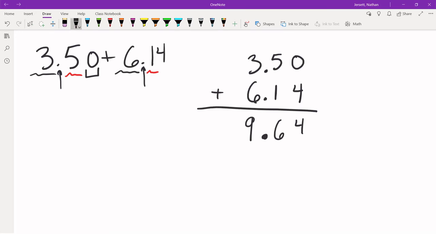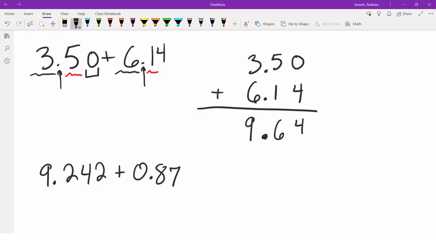All right, let's look at another one. 9.242 plus 0.87. So we can read off the first number as 9 and 242 thousandths, because this last 2 is in the thousandths slot. The 0.87 is 87 hundredths. There's no "and" in there because, with the decimal point, there's no whole number.